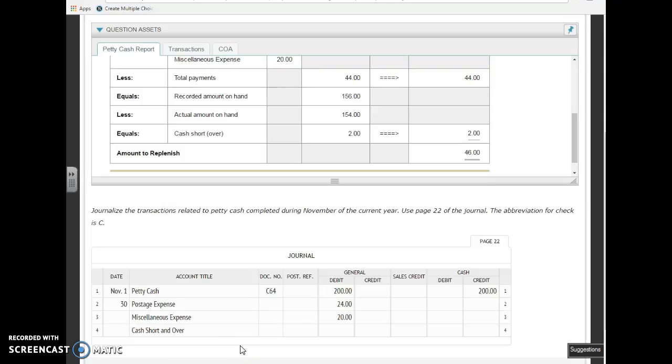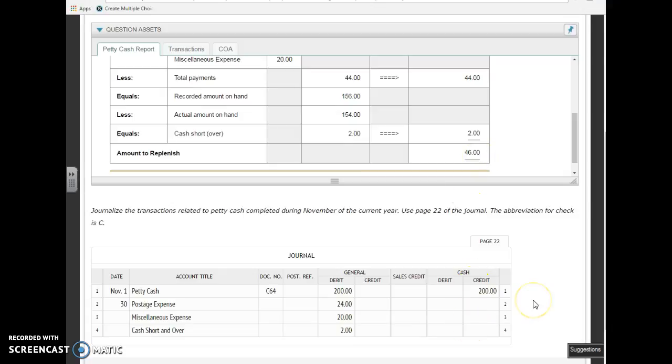Now, with cash short and over, if I am cash short, which I was in this situation, I debit. If I'm cash over, I credit. So I'm going to enter cash short, $2. Taking these three items, 24 plus 20 plus 2, gets me 46, and I have 46 here as well. Those match up, which is good.